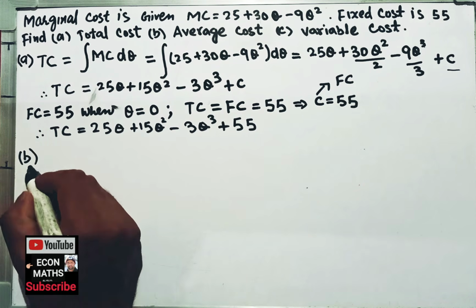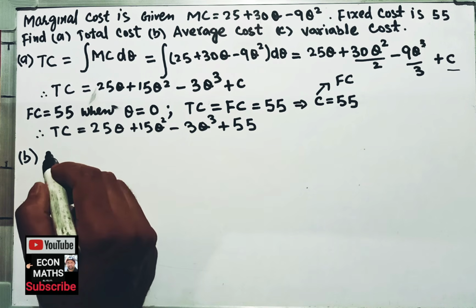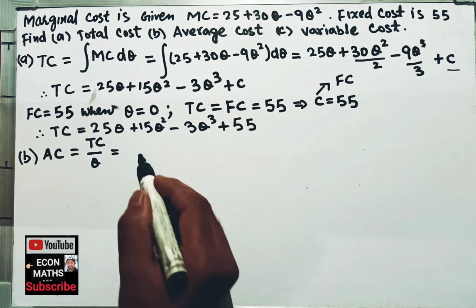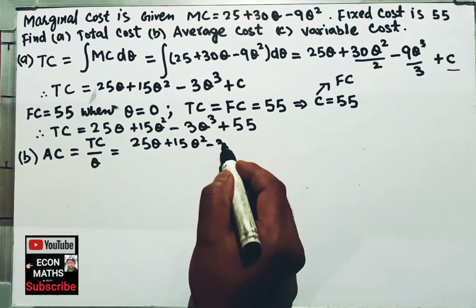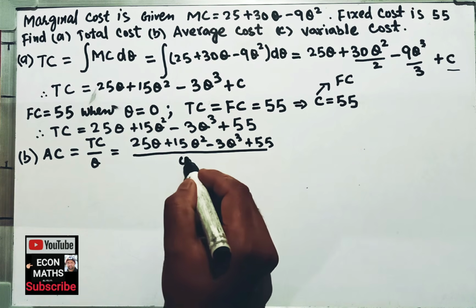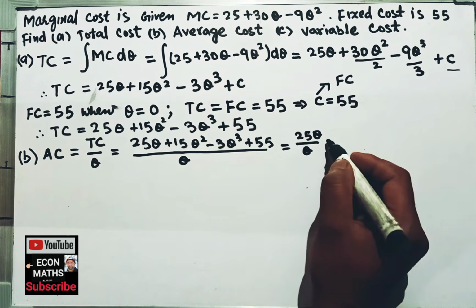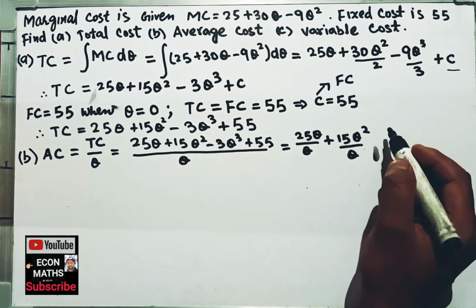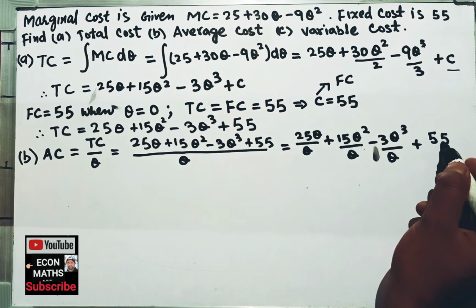Now the second part is to find the average cost. Now to find the average cost, we will divide this total cost by the quantity. As we know, the average cost is equal to total cost divided by the quantity. So this will become 25q plus 15q square minus 3q cube plus 55, and we will divide it by q. Now this will become 25q divided by q, plus 15q square divided by q, minus 3q cube divided by q, plus 55 divided by q.